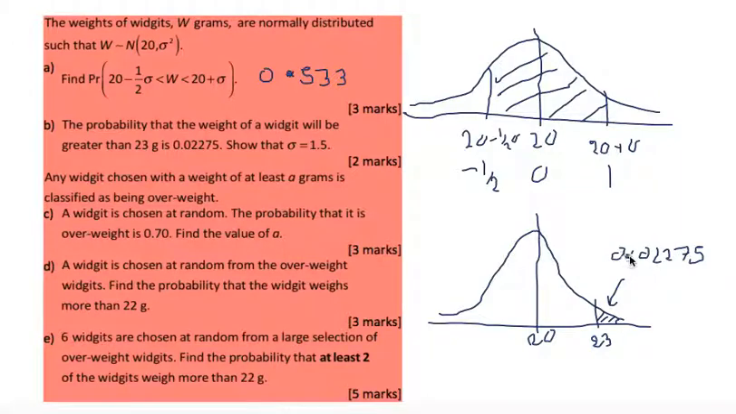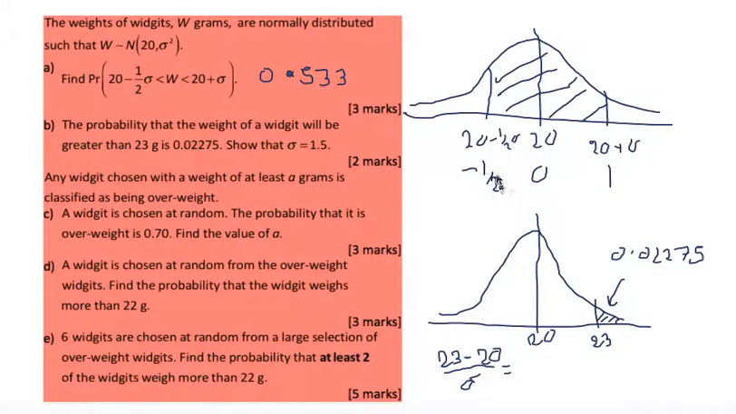Now I've got to think how I arrived at this calculation. What I did was I did 23 minus 20 divided by sigma, and I got, now I didn't get this number, what I got is a Z number that's attached to that. So I'm now going to go and work out the Z number that's attached to that.